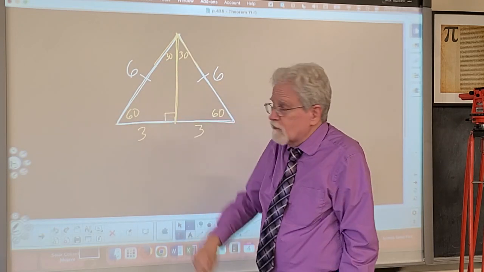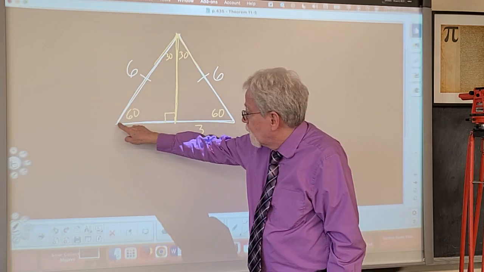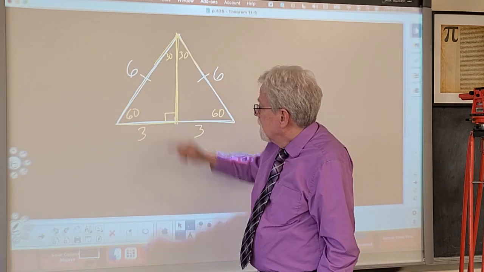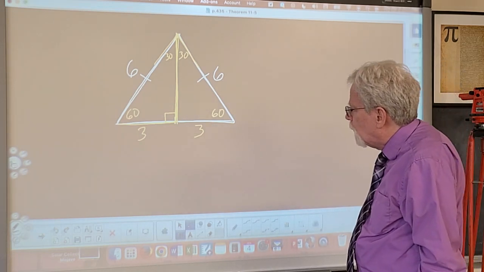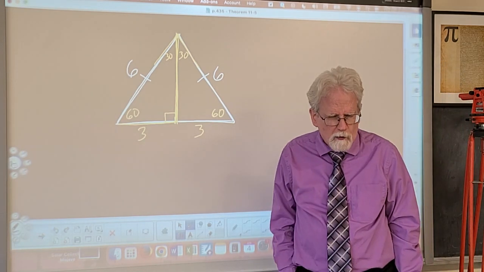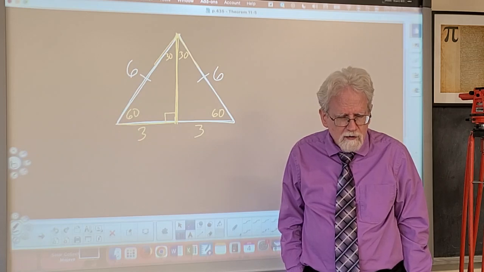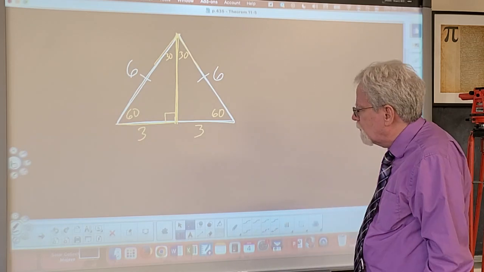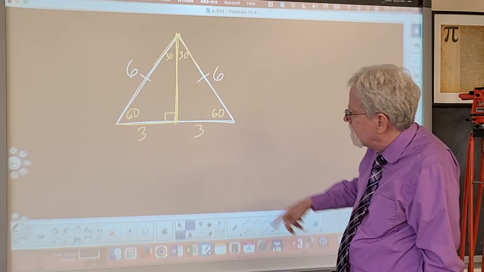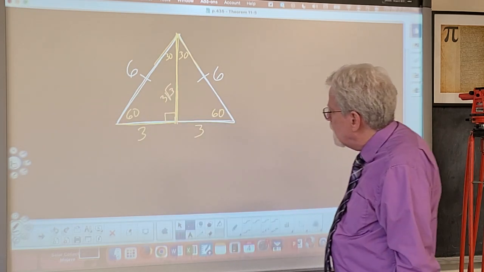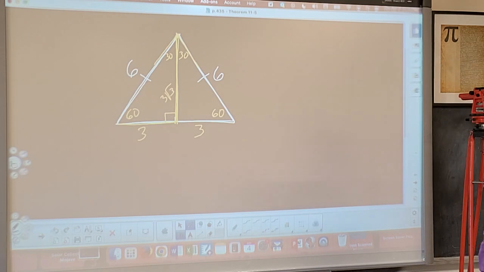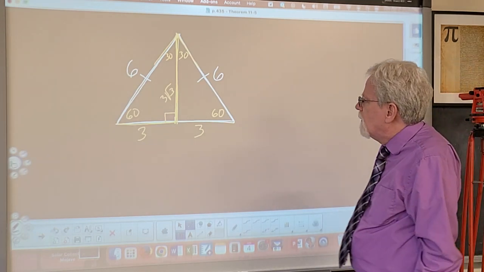In a 30-60 triangle, how do you get from short leg to long leg? I remember. You multiply by square root of 2. No, you don't. You don't multiply by square root of 2. Don't be silly. Oh, yeah. We multiply by square root of 3. That's right. This is 3 square root of 3. I remember now. Yep, that was a long time ago, wasn't it? Yes, it was. Okay, so we now have everything we need.